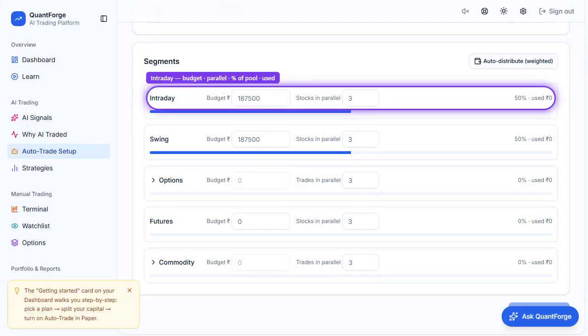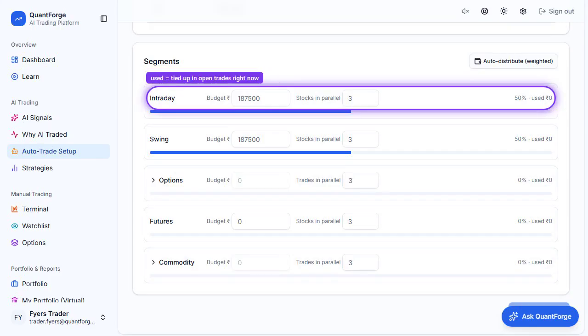Take the intraday row: a budget, then stocks in parallel, then 50%, used 0. Three things per row. The budget is the total for that type. 50% is that budget's share of your whole pool, so you can see the balance at a glance. And used, currently 0, is how much of that budget is tied up in open trades right now.